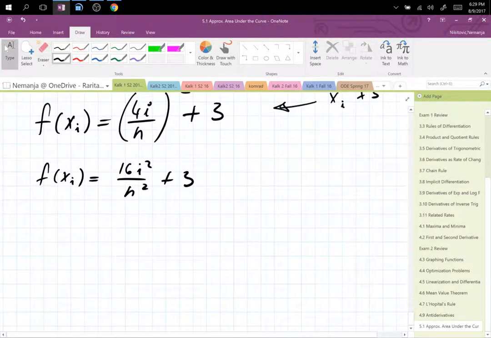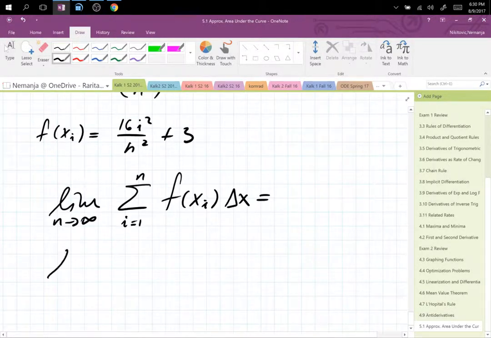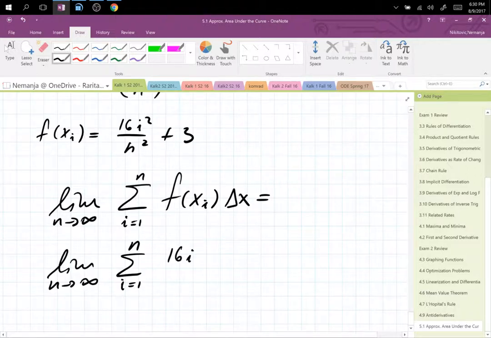Great. I have everything that I need. All the building blocks are there. Observe what I have: limit n goes to infinity, summation 1 to n, and then I have f of xi times delta x. Now I need to plug this in. So limit n goes to infinity, summation i goes from 1 to n, and then f of xi is 16i squared over n squared plus 3, times the delta x, and delta x was 4 over n.